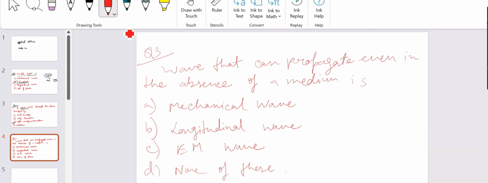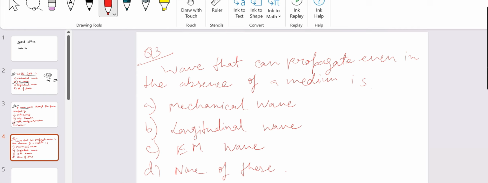So we know the sound wave is a longitudinal wave, and for sound wave we need a medium. Without the medium the wave cannot propagate. Same for the mechanical wave, which also propagates via a medium. Only the electromagnetic wave can propagate even in the absence of the medium. When we say light, we assume light only in the optical region where we can see color, but the electromagnetic wave is the total spectrum.